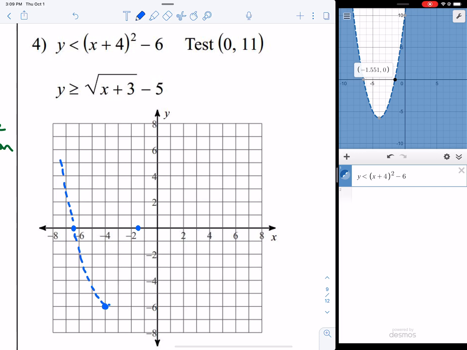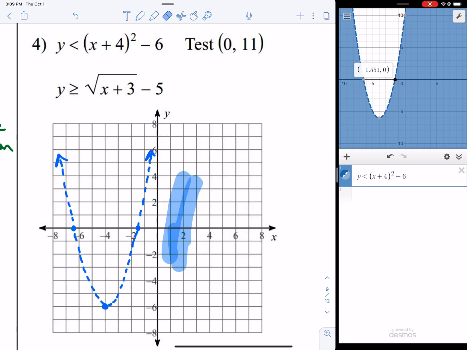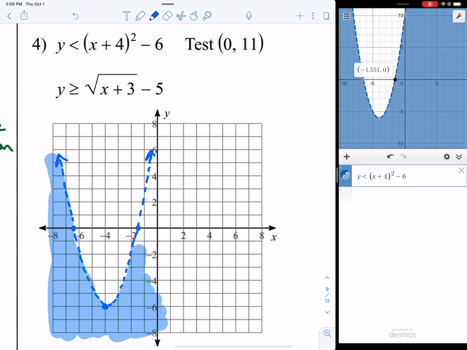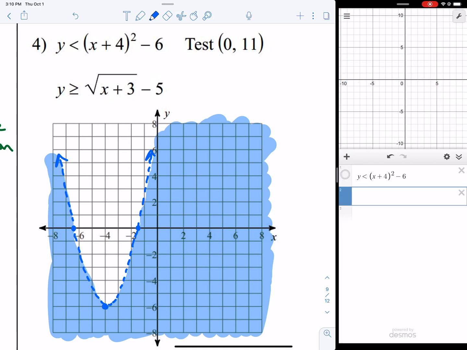So just draw as best you can a nice dashed parabola and then shade below that parabola. Yep, my shading's messing up. Let me fix it. All right, there we go. So we shade below that parabola, and then let's type in the second one. So I'm going to turn the first one off, type in the second one.